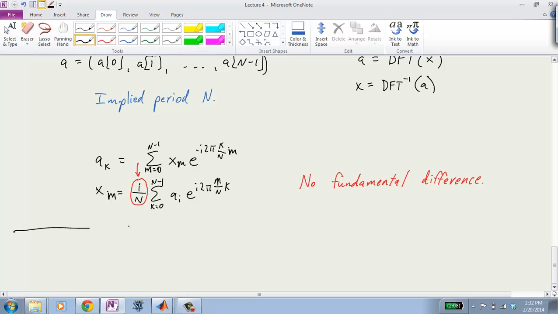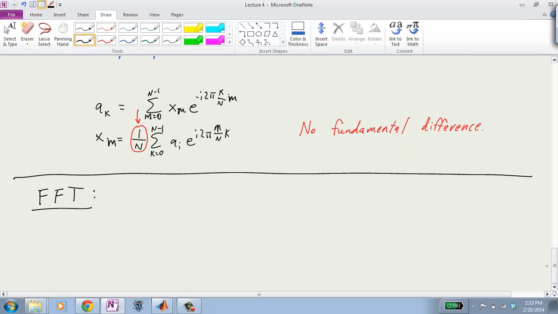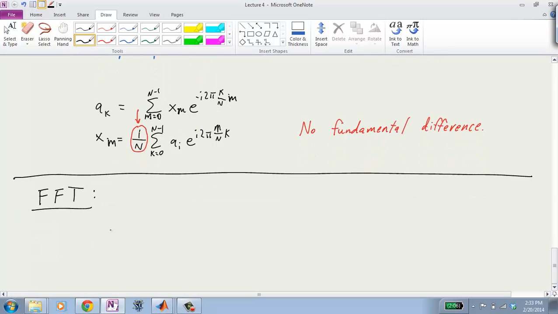Okay, so then what is this FFT? Like I said, the FFT is just a way of computing the DFT. So first maybe we should write the DFT in another way than I've written it here, an equivalent way.